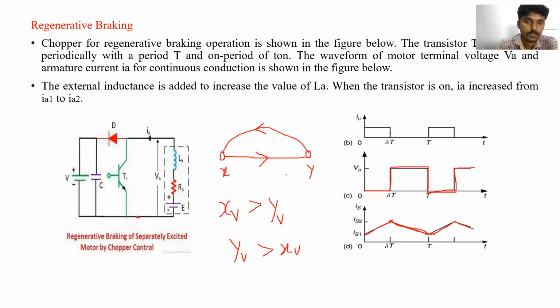In the same way, here also it is the same concept. Here the current is always flowing from load to source, because the back EMF, or load voltage, is always greater than the supply voltage. That's why this concept is called the regenerative braking concept.